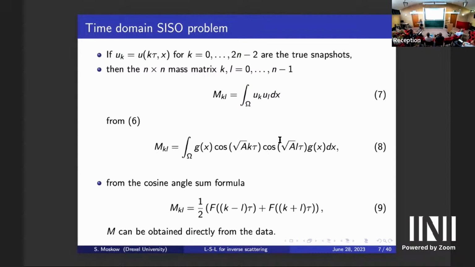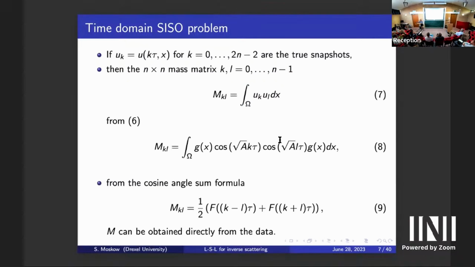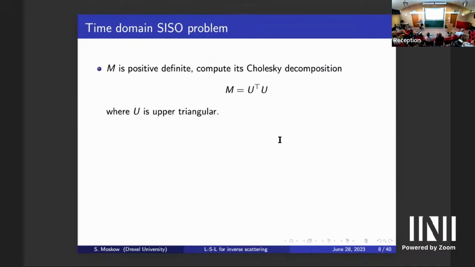This is well known. It's the cosine angle sum formula, the operator version of it. So you can obtain that directly from the data. Again, we can't obtain the exact snapshots from the data right now, certainly not the exact ones, but we can get the mass matrix. This mass matrix is positive definite, so we can compute its Cholesky decomposition, and I use U for the upper triangular part.